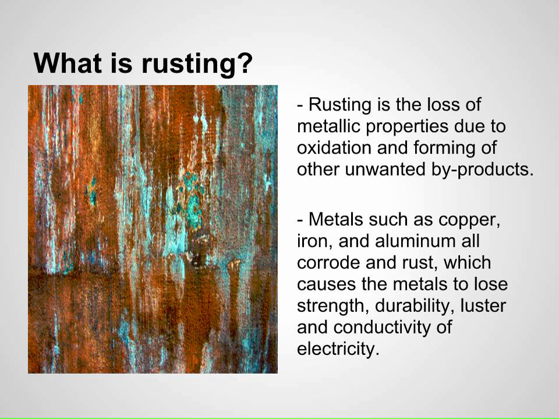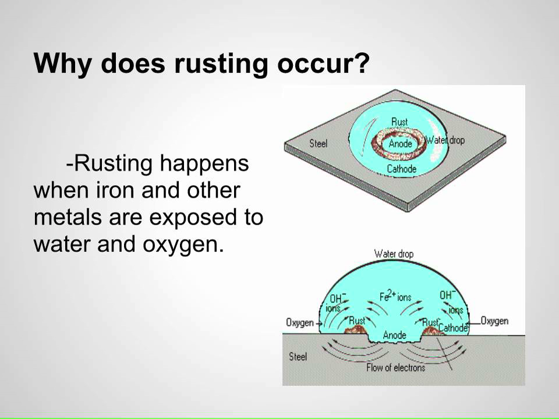We can commonly see this type of rust in any type of metal that is exposed to water without any anti-rust paint. These are some images of how rust looks. Rusting happens when iron and other metals are exposed to water and oxygen. Therefore, iron, water, and oxygen are the prerequisites for rust to happen.